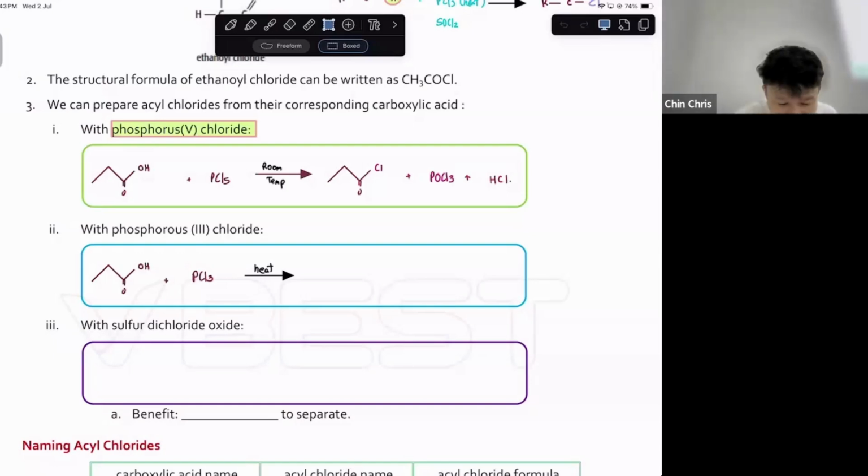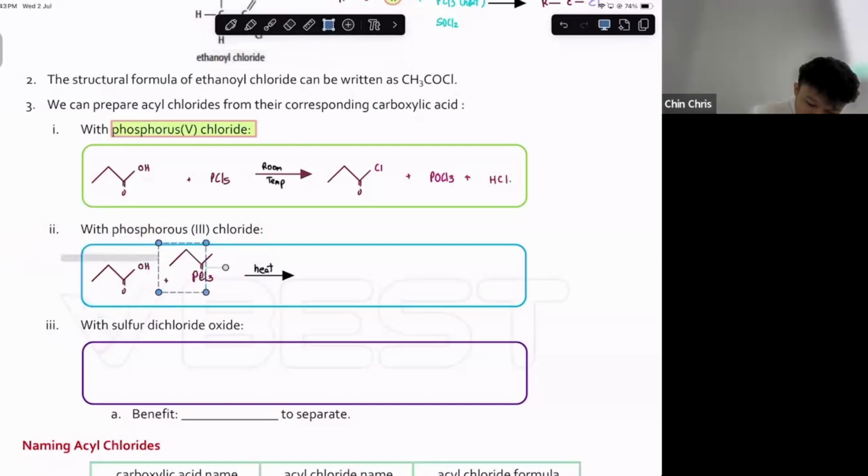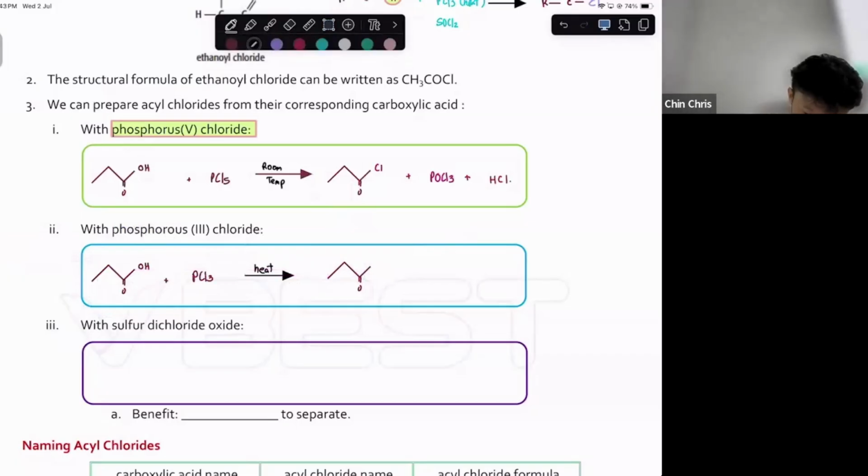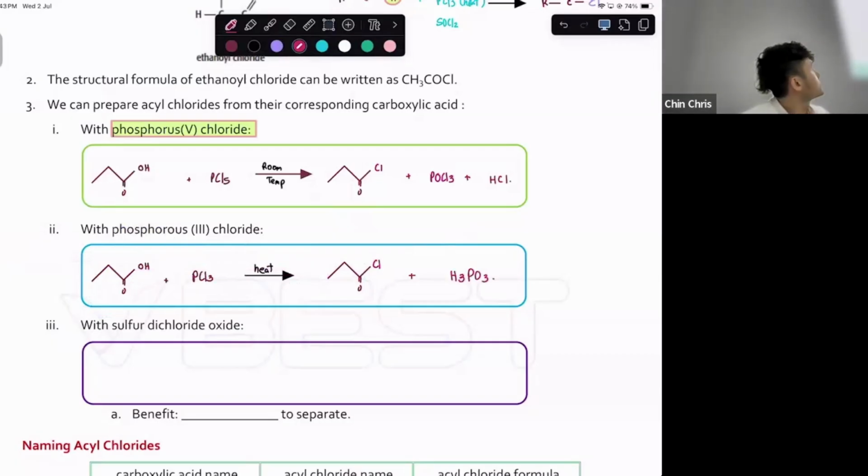Alright, guys, what's your answer? You have a Cl here, right? And what is formed? H3PO3. Alright, guys, balance the equation. The equation is not balanced. How many H are needed? All the H comes from here. So basically you need H3, which means you need 3 carboxylic acid, 3 ethanoyl chloride, propanoyl chloride. That's it.